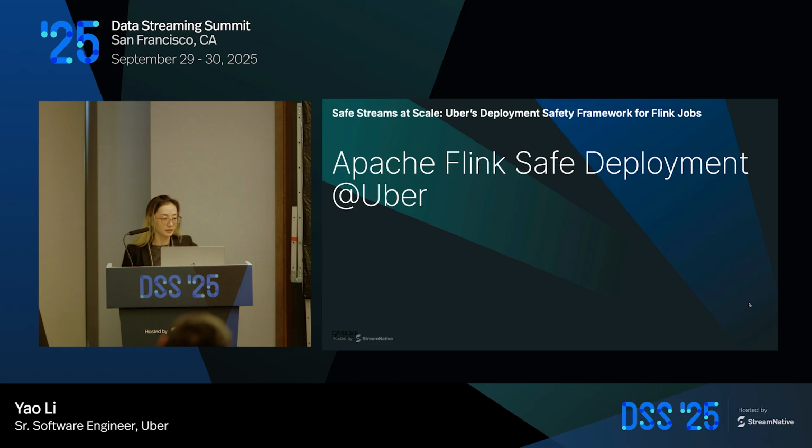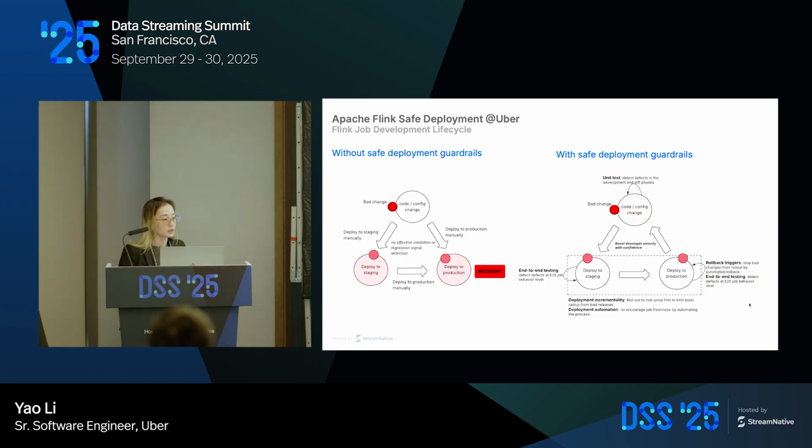All right, thanks, Yusheng. Thanks, everybody. Next, let's talk about the Flink safe deployment framework we built inside Uber. Let's look at the Flink job development lifecycle first. On the left side, you can see that without any validations or regression signal detection, a bad change can easily roll into staging or directly into production and result in incidents. This is a problem we need to solve.